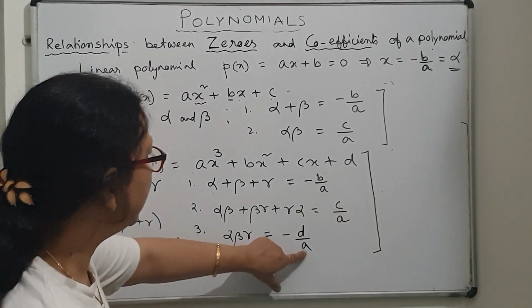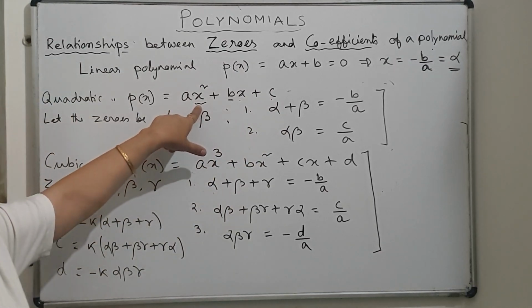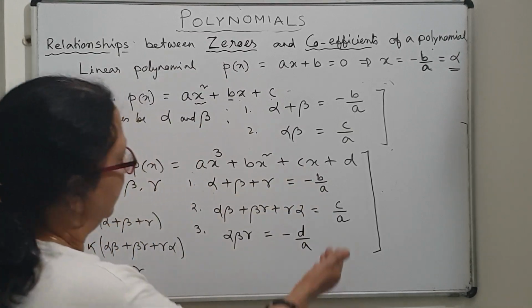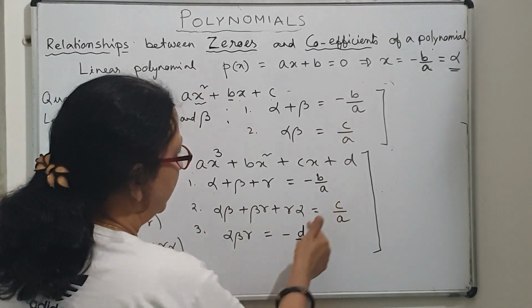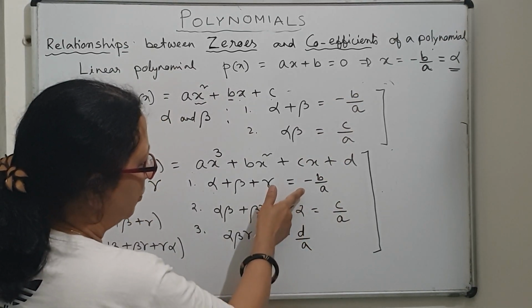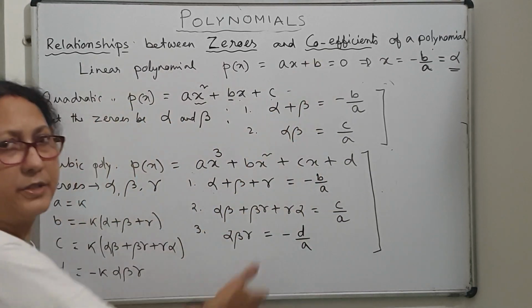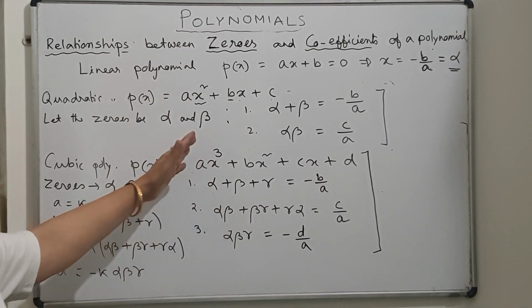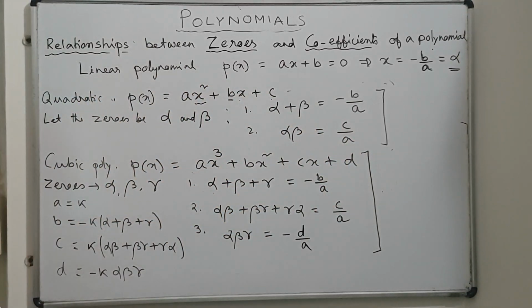The denominator is always a, that is the coefficient of the highest variable term. And the numerator increases alphabetically: first one b, then c, then d. And the sign also: first one minus, then plus, then minus. So observing this special pattern, now without doing any derivation, I will be able to write the relationship between the zeros and the coefficients of any polynomial of any degree.